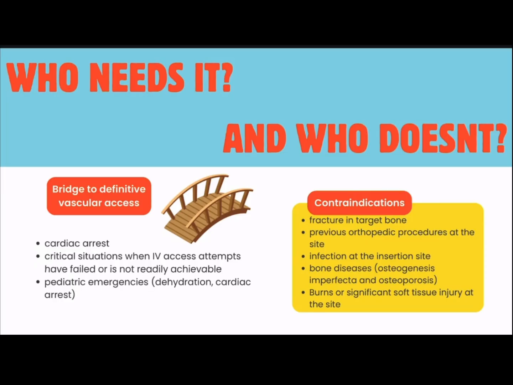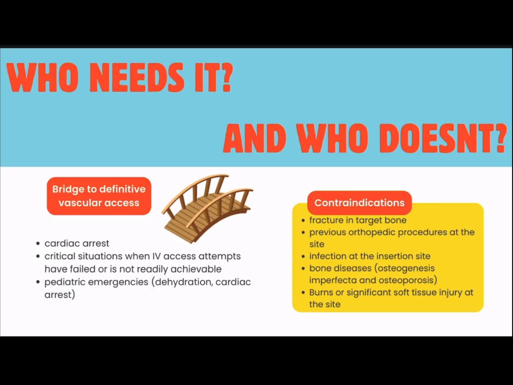Next, you're going to see bone diseases. Osteogenesis imperfecta and osteoporosis are two disorders that we optimally don't want to be putting an IO through, because it increases the risk for fracture, which goes back to that first bullet point, a fracture in a target bone, not optimal for extravasation. It's really not going to work very well. How do we know these patients have these diseases? Maybe they'll have the medical alert bracelet. If we have access to the chart, we'll be able to see that in the chart as well.